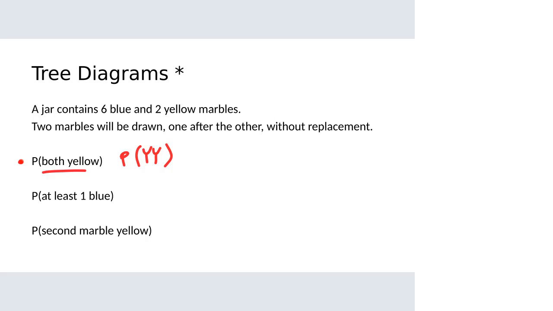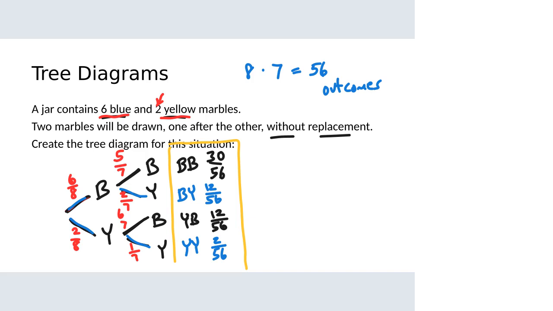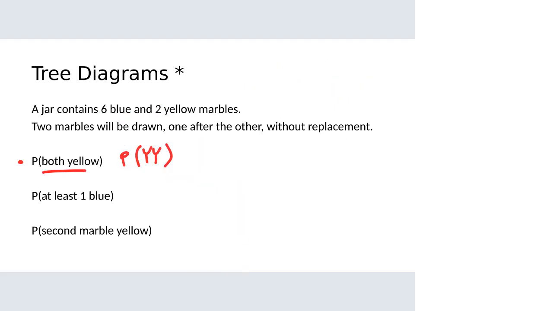Since we've drawn the tree, let's go back and see yellow followed by yellow. That's down here. That's 2 out of 56. So our probability of yellow followed by yellow is 2 out of 56. Not very good. Very small chance of this happening, which makes sense if you think about the circumstances we're working with.